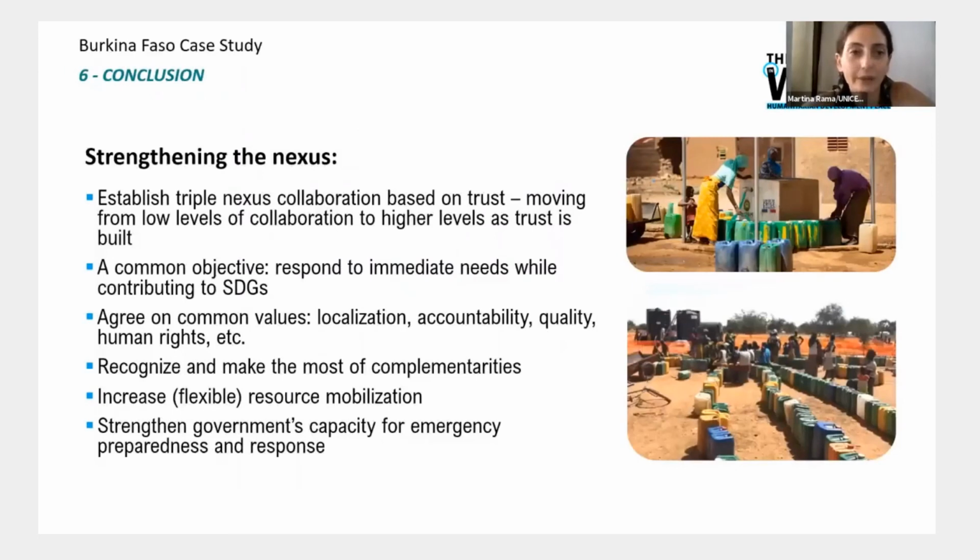So to conclude, to establish this nexus collaboration, trust is very important. We need to move forward from low levels of collaboration to higher levels based on this trust, which is built between different categories of stakeholders. And we all have a common objective, which is to respond to immediate needs while at the same time contributing to the SDGs. We also agree on common values, which are localization, accountability, quality, human rights. So we have to focus on the values that we have in common and not on the things that tear us apart. We have to recognize and make the most of the complementarities. We have to increase flexible resource mobilization, and we have to strengthen government capacity for emergency preparedness and response. So that was my conclusion.